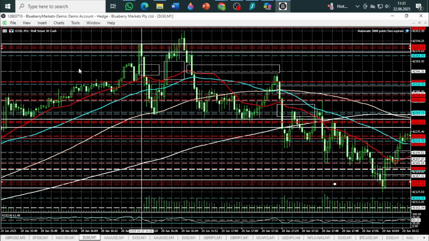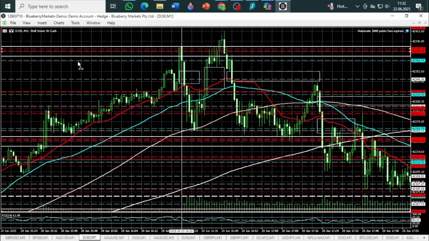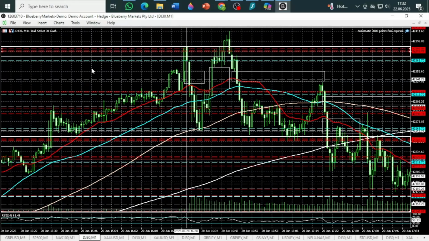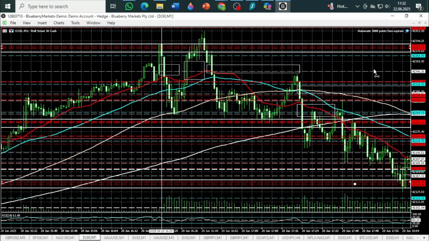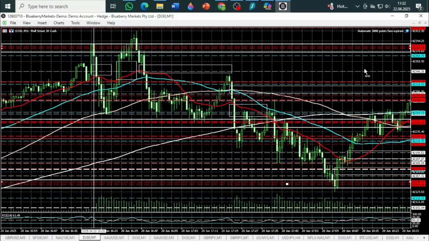This is the chart for US30 of Dow Jones, 1 minute time frame, a good chart for fair value gap strategy, using fair value gap strategy.